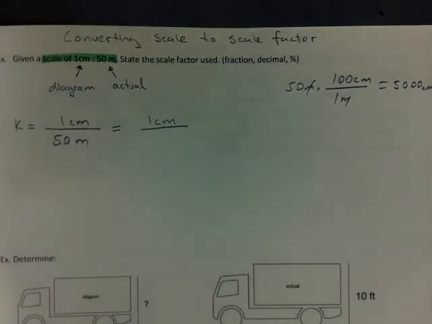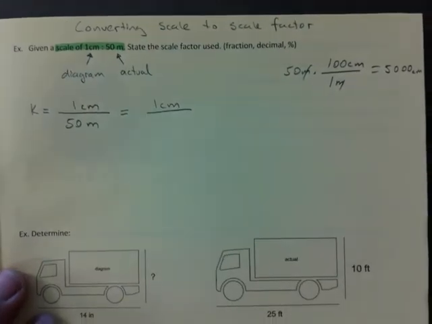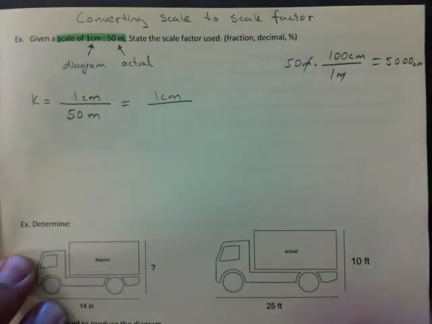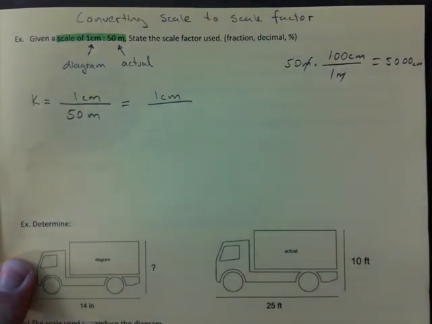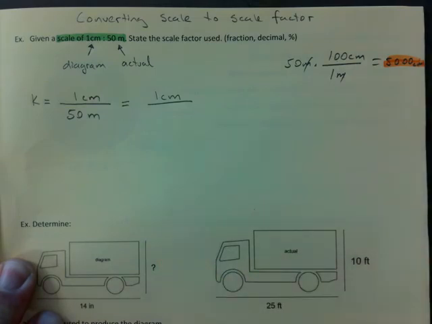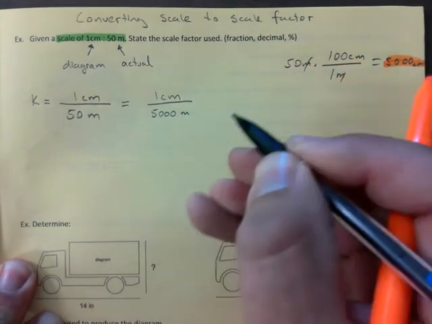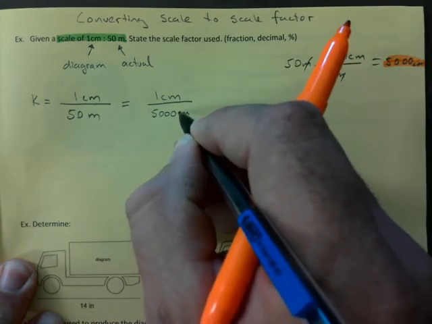I need to zoom out a bit. Sorry, guys. There. 5,000 is right there. I'm going to use my orange to make that 5,000 appear down here. Oh, centimeters. Sorry.